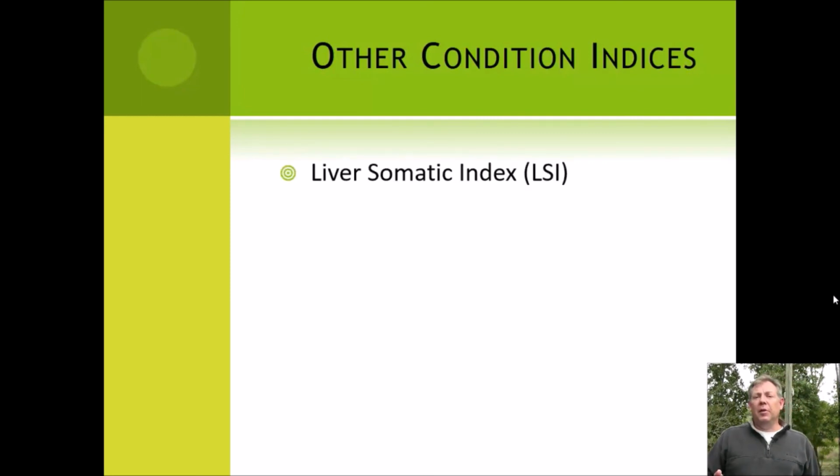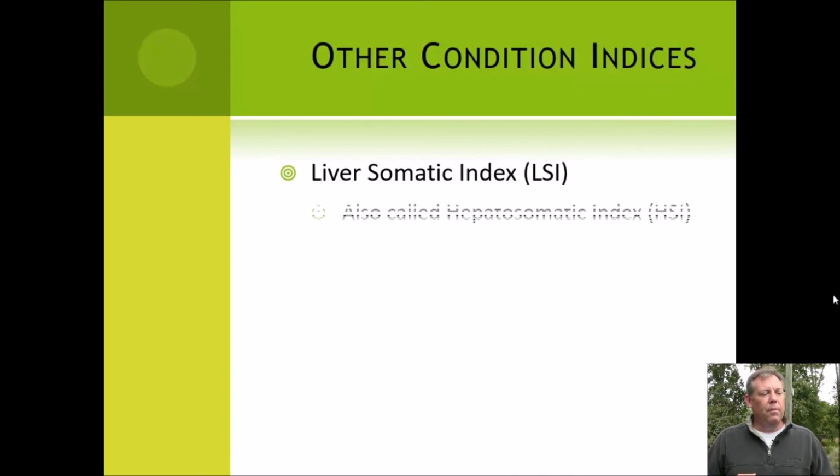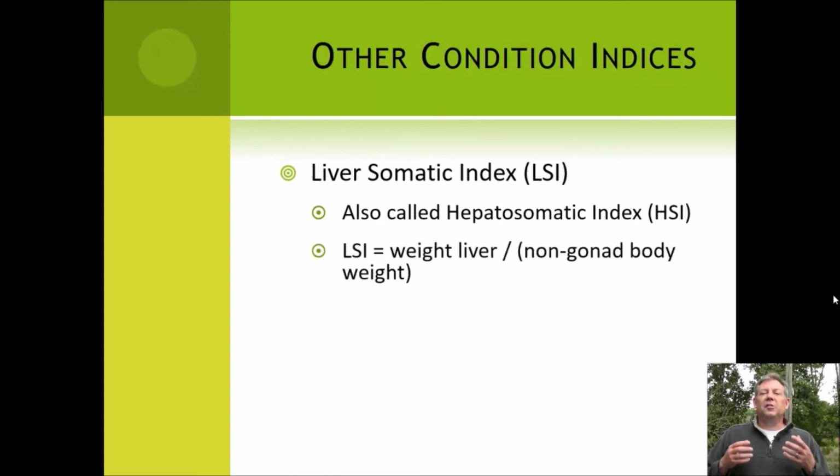One that is more common that you'll see, and a lot of times you'll see this in relation to studies that are looking at the actual health, like say things like the parasite load, is the liver somatic index. And you see that word somatic, you start thinking body. This is also called the hepatosomatic index, so the LSI or the HSI. And this looks at the liver as a percentage of the non-gonad body weight. So that body weight is the somatic part.